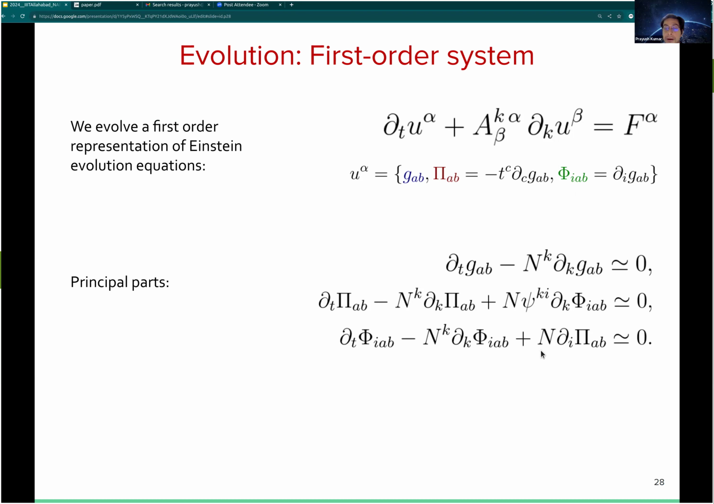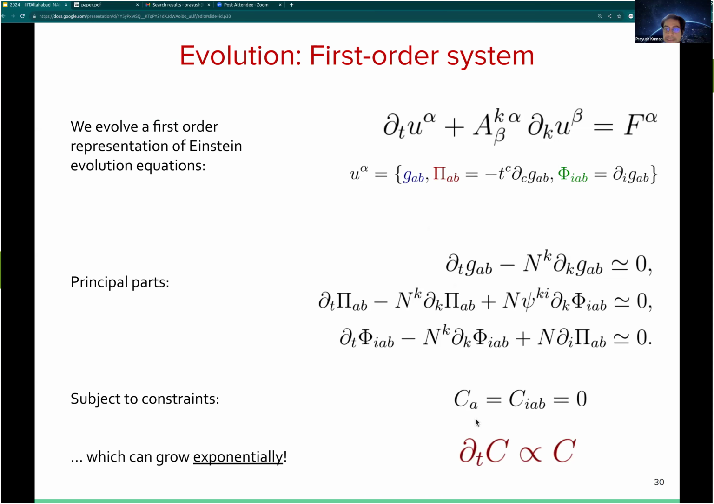At least the principal parts of those PDEs, which means all the terms that include the derivative operators, are shown here, right? And these equations are, of course, subject to constraints, such as the gauge constraint or the simple constraint that these definitions of pi and phi must be satisfied throughout the evolution, right?